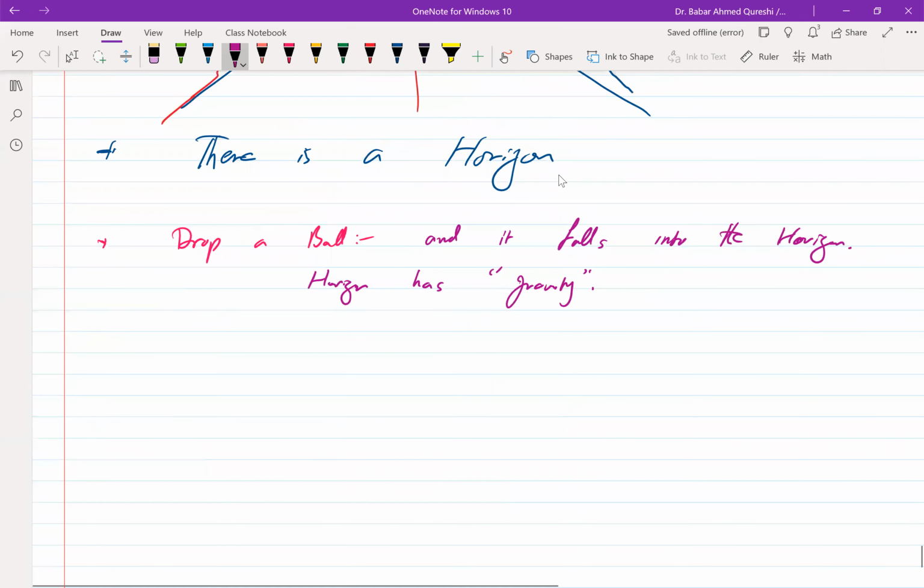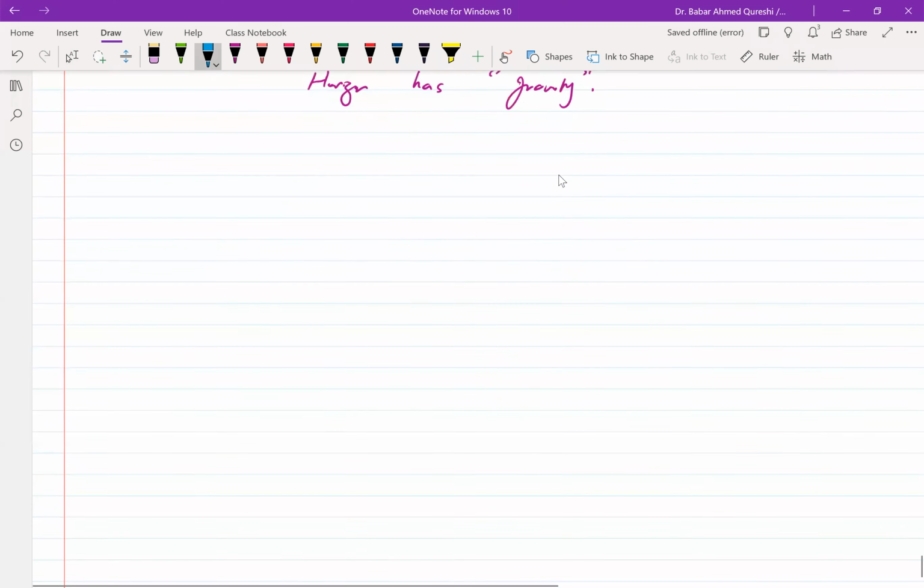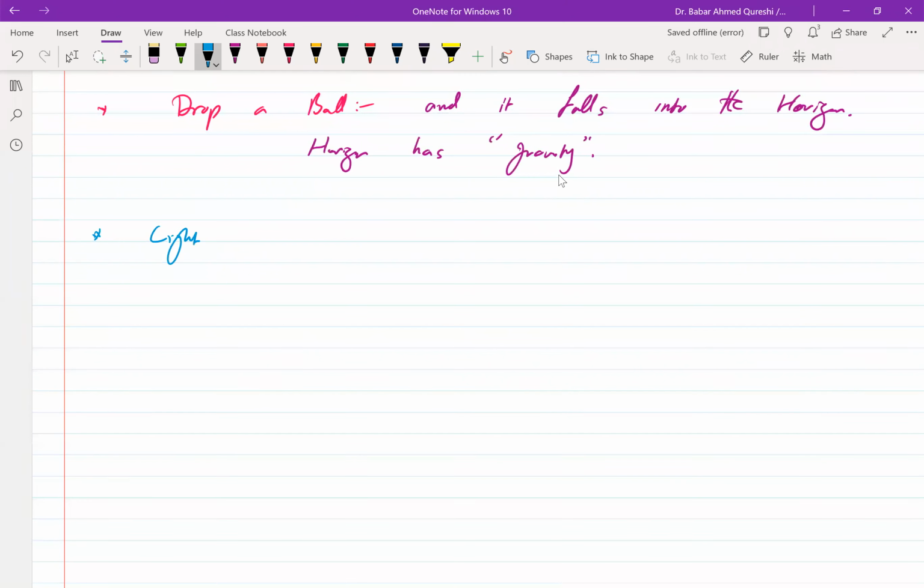And if you shoot light towards the horizon, what will happen? This is light. If you shoot it, it's just going to cross the horizon. You can just look at it. However, for these observers, light and balls cross the horizon because that's the surface of eta equal to infinity, after infinite time.